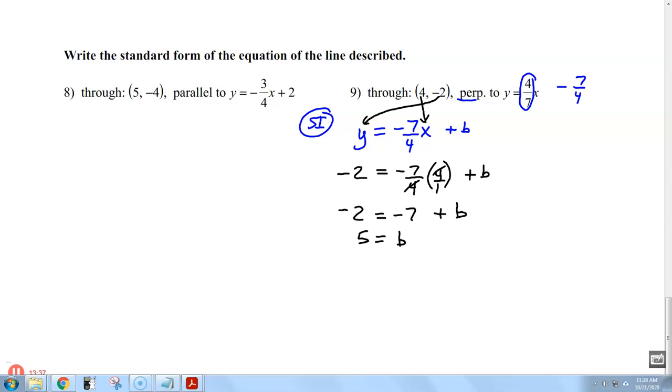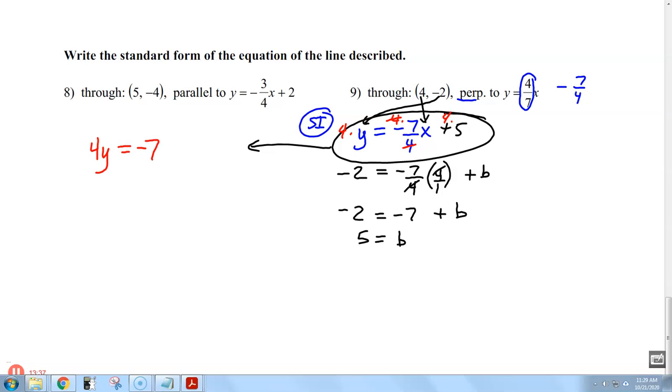So I come back up here to my original equation. I pop a 5 in there and put 5 in the mix. So now I got a plus 5. So slope-intercept form is done, but it's not standard form. So for standard form, I'm going to clear out that 4. I'm going to come through here, and I'm going to multiply everybody by 4, times by 4, times by 4, which is going to give me 4y equals -7x plus 20.